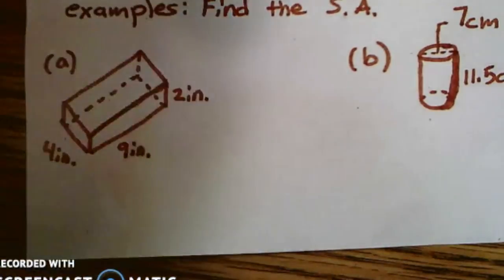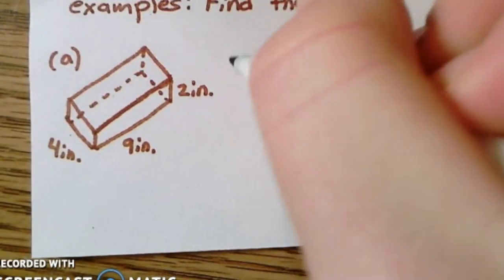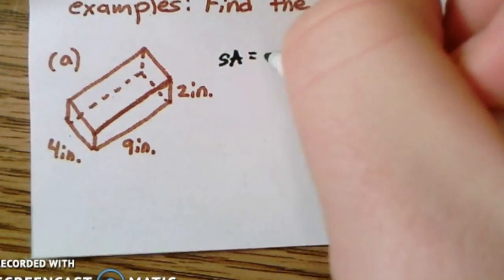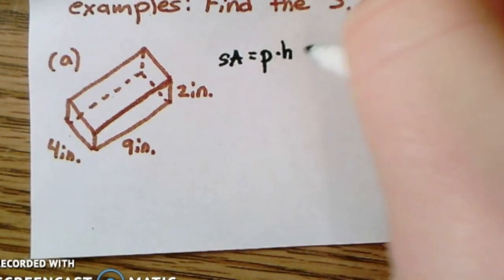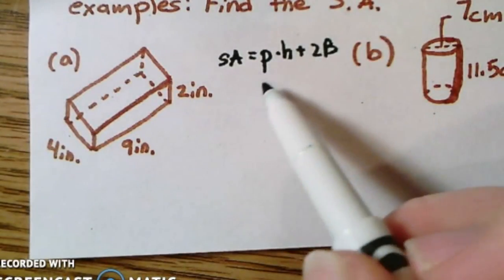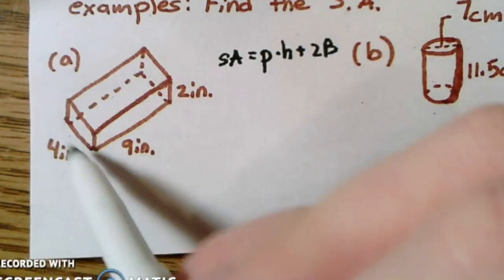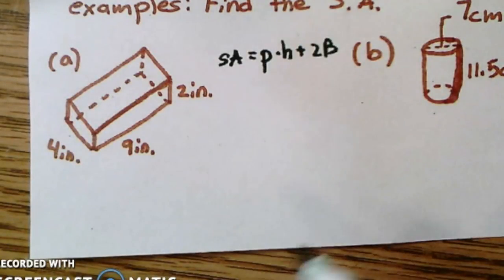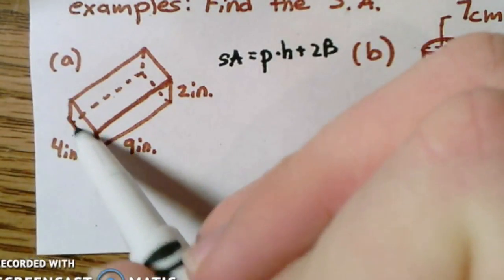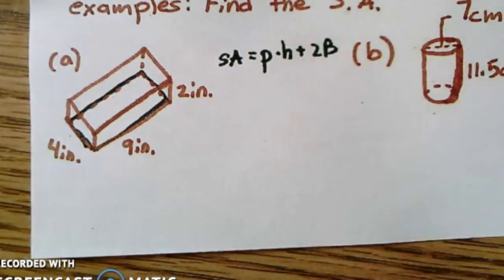So here I have a rectangular prism. All right, so I'm going to remember my formula for surface area, left to right kind of small, is the perimeter times the height plus 2B. So first, what is the perimeter of the base? I can choose kind of any of these squares that I want to be the perimeter of the base. I just have to be consistent. So let's say that I picked this bottom piece right here to be the base.